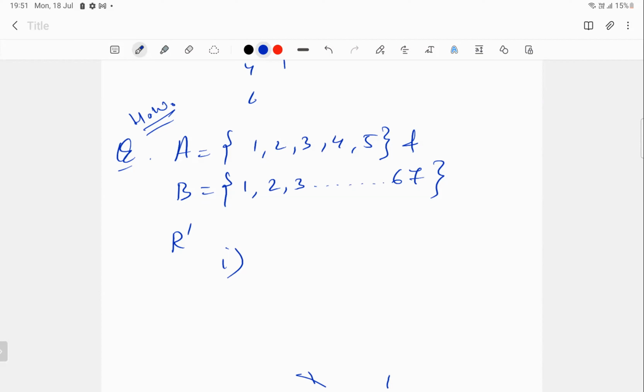Yeah. B is a cube root. You know cube root? That's how we define cube root. Square root we define like this. Okay. Now find domain and range. So this is your homework.